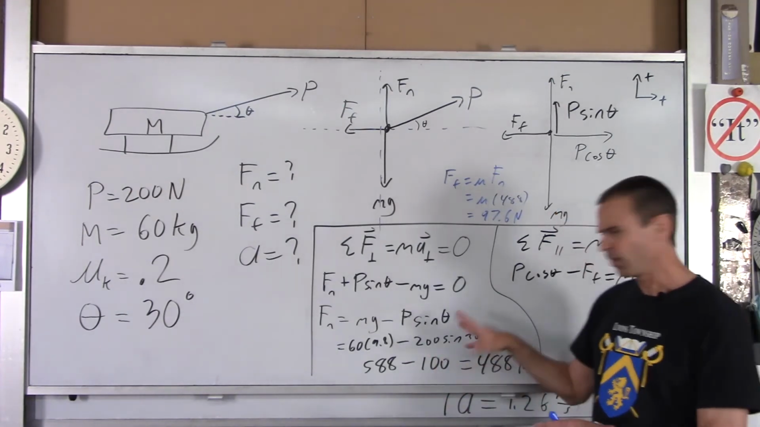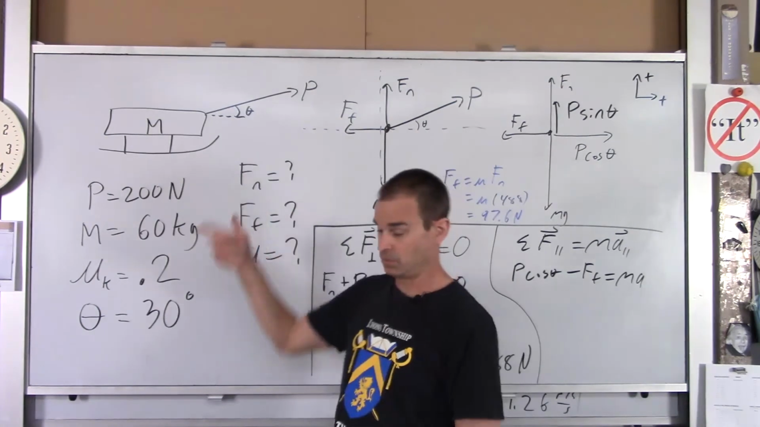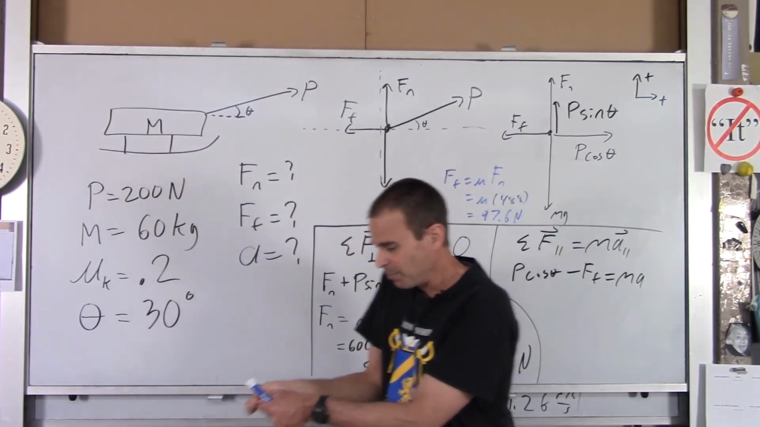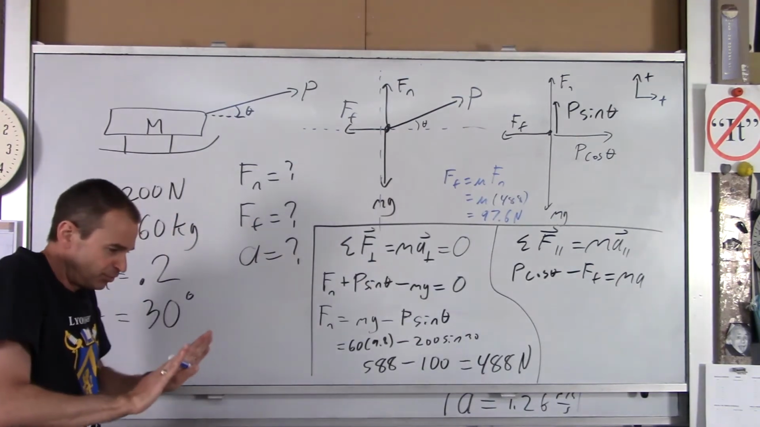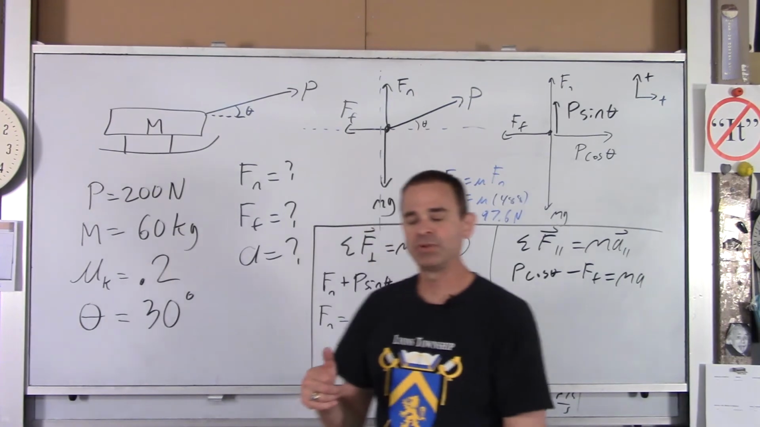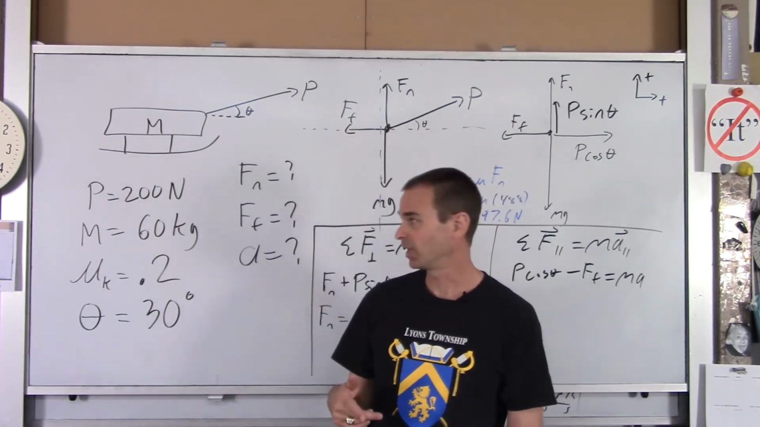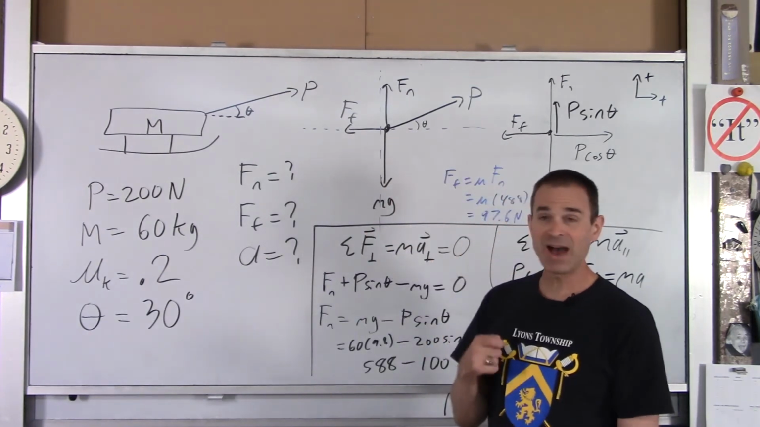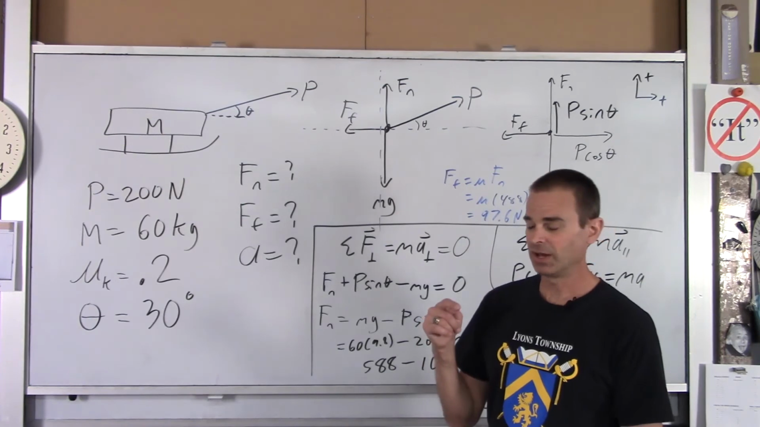Now, here's why I kept all that work out there. What if your friend who's pulling you, instead of pulling up on you at a 30-degree angle, got behind you and pushed down at 30 degrees as you go? What would happen to the normal force and your acceleration? Okay. Well, since we've got friction, and that's a big if, several things are going to happen.